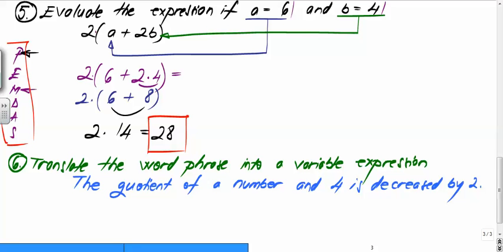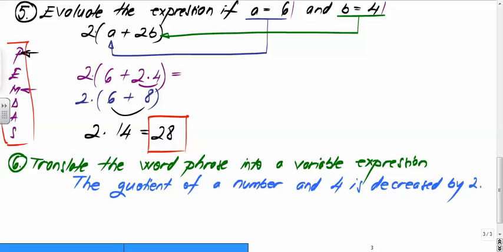Okay, in this unit we will solve problems that require you to translate from a verbal statement into an algebraic statement, or backwards, right? Like in this case, you have a word phrase, you have a verbal statement, and you need to translate that into a variable expression or algebraic expression. How can we do it?